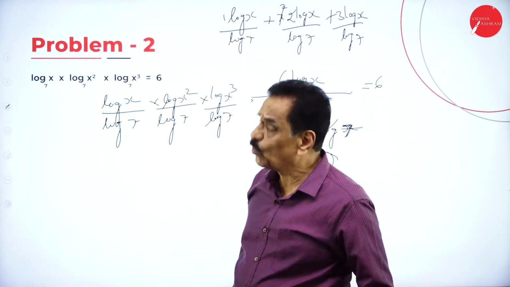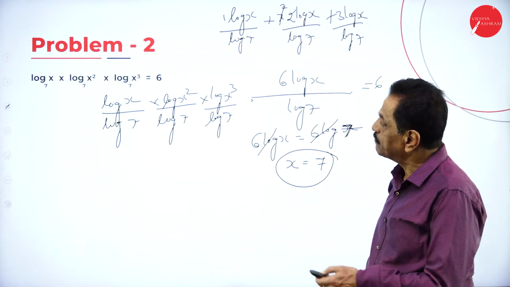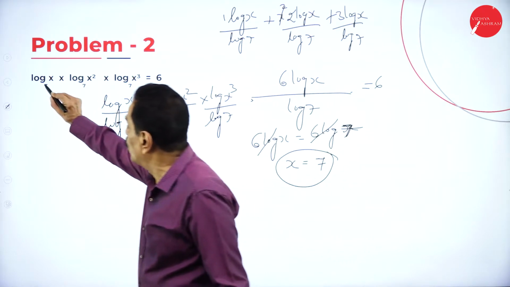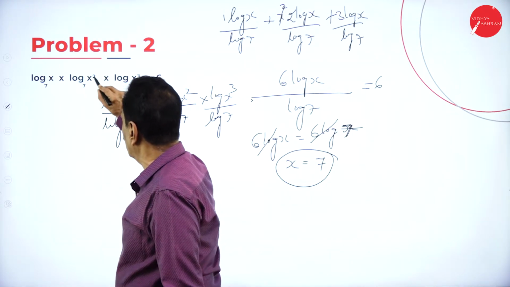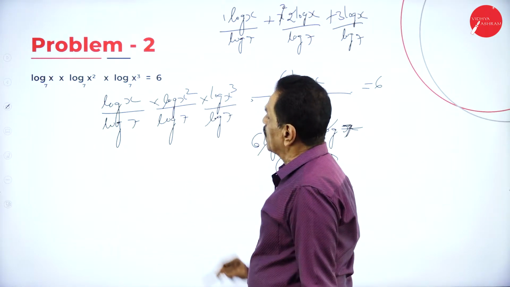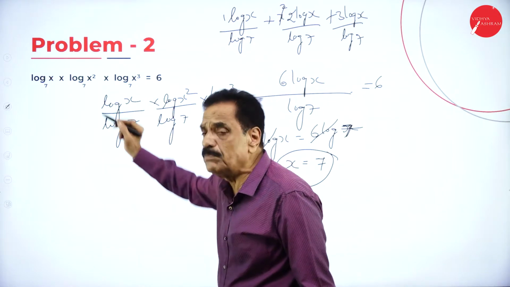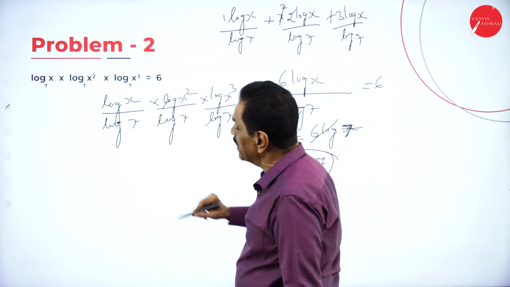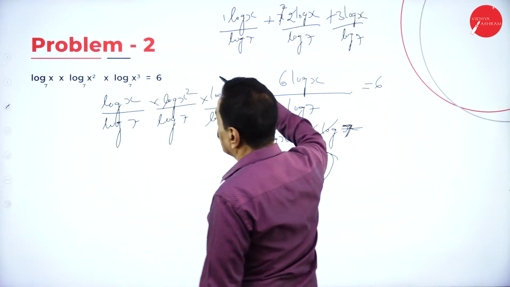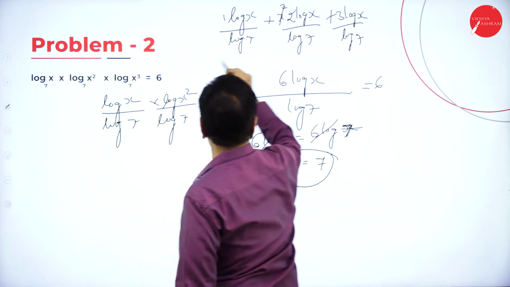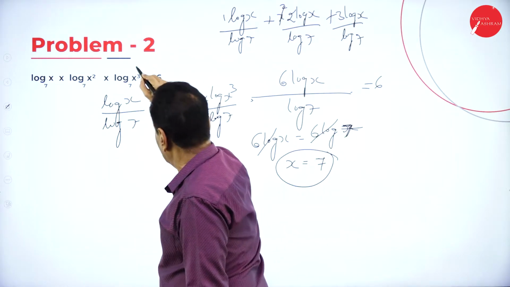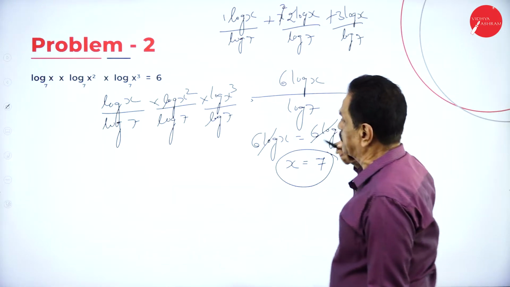Simplification, slowly simplified. I think you understand. Log x divided by log 7, log x squared divided by log 7, log x cubed divided by log 7. So into means adding. How have I written? Log x to the base 7, 2 log x to the base 7, 3 log x to the base 7 is equal to 6.